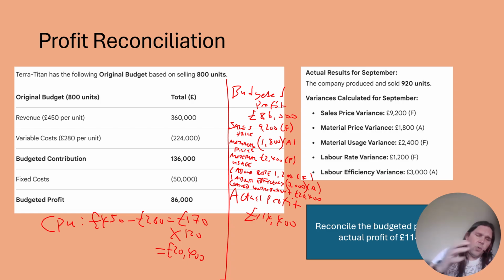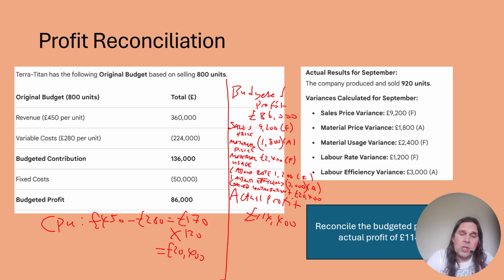That 20,400 would be a mark in itself, and then just make sure you remember, if you sold more, we gain contribution. If you sold less, we've lost contribution. So if we've gained, we'll add it when we get to actual profit. Obviously, that would be flipped if you did your reconciliation the other way. If we've lost contribution, we'll take it away. That then reconciles us to our actual profit, which is 114,400.